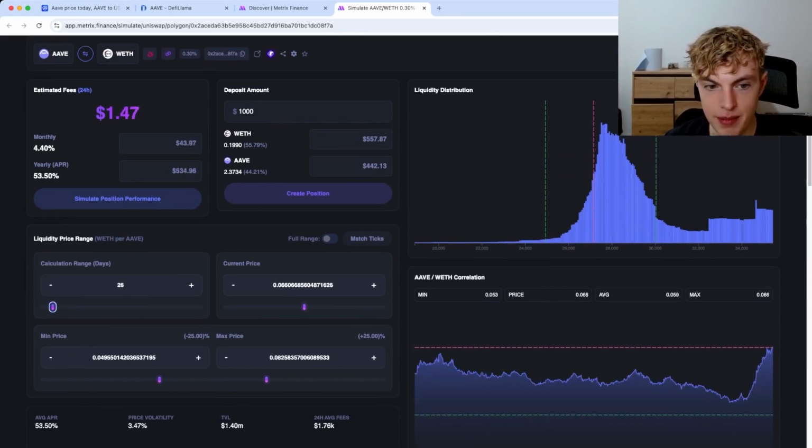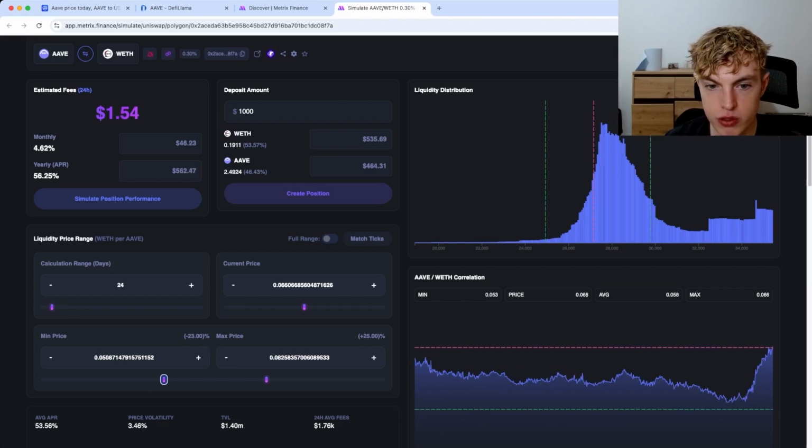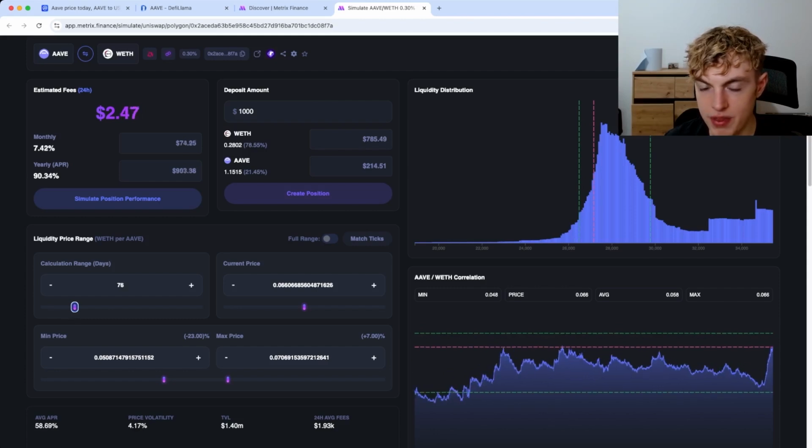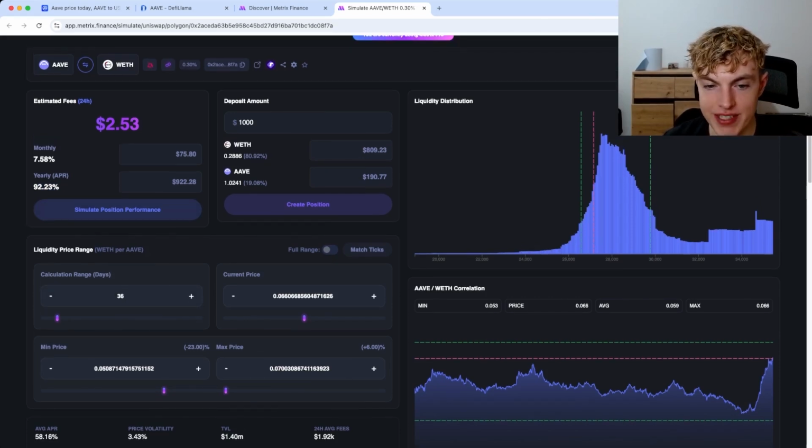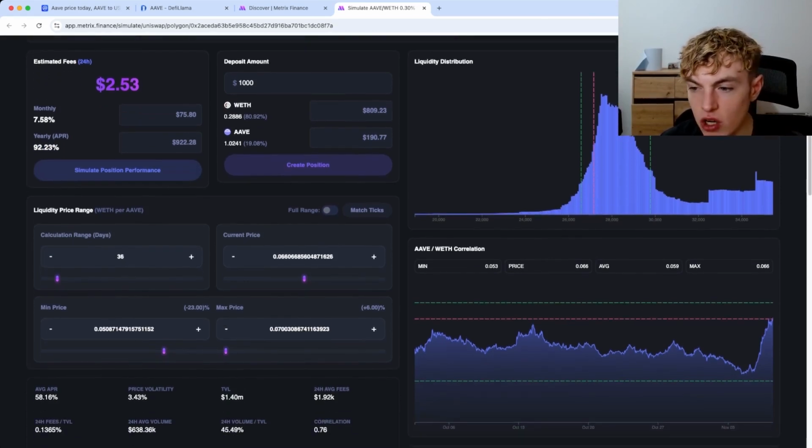So I'm thinking I'm going to move my min price a bit closer here, a max price down a good amount. Let's see, maybe like here. Zoom back out. Cool. I'm thinking I can go even tighter with the max price, and it's saying it's giving 92% APR. This is really solid. This might be the best opportunity I've seen. The TVL is a bit low, but it still is in the millions, which is a great sign.